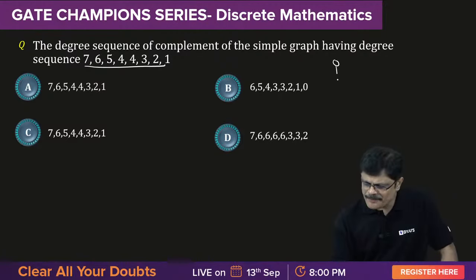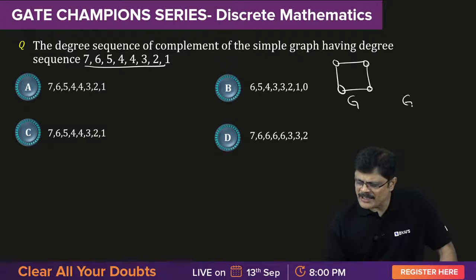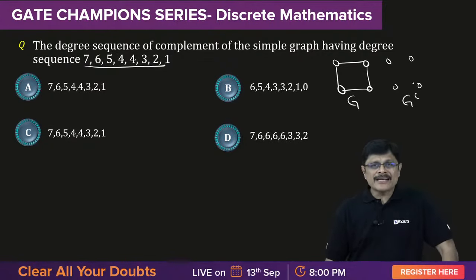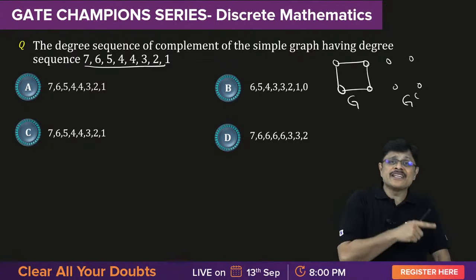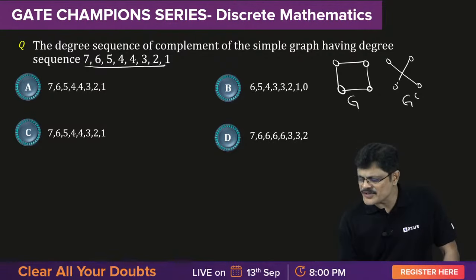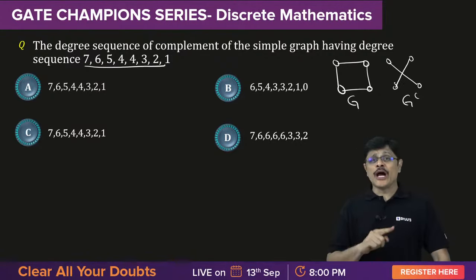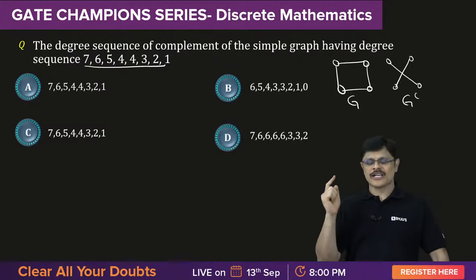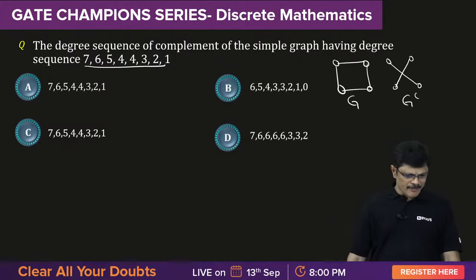For example, if this is your graph, the complement is obtained by taking the same vertices but the edges which are not present in the original graph. You have to remove the edges which are present in the original graph. So this is the complement of the graph, my dear friends.